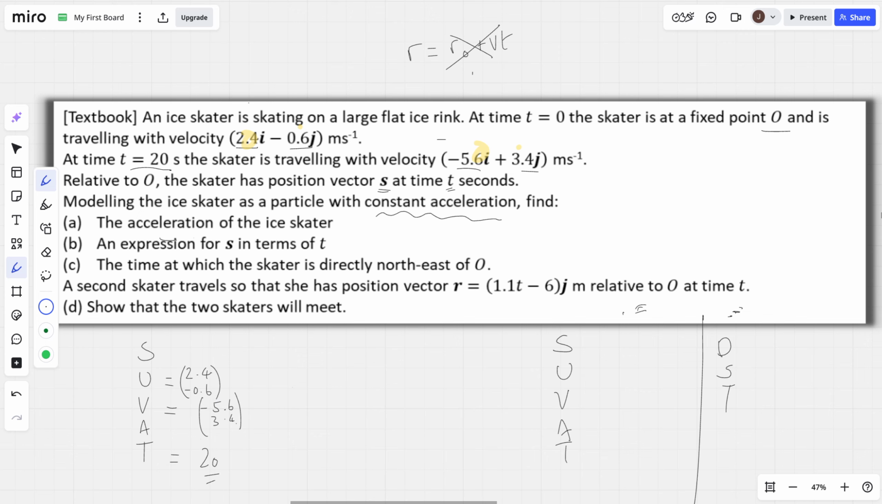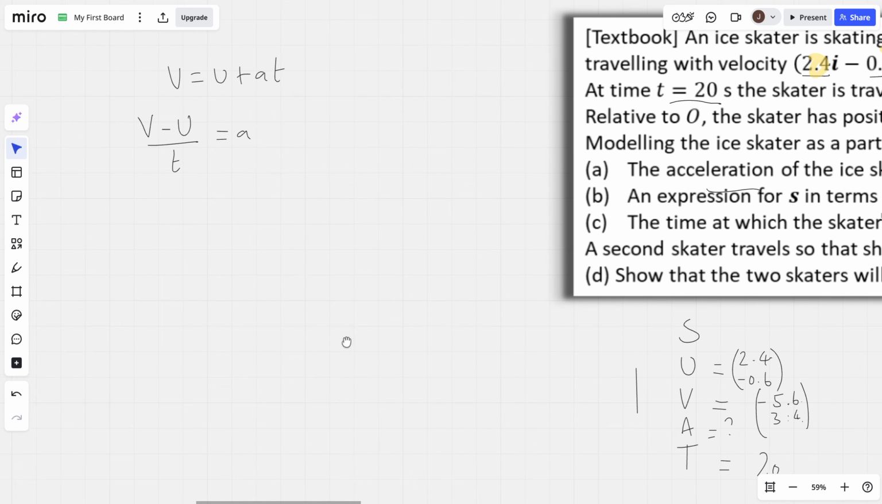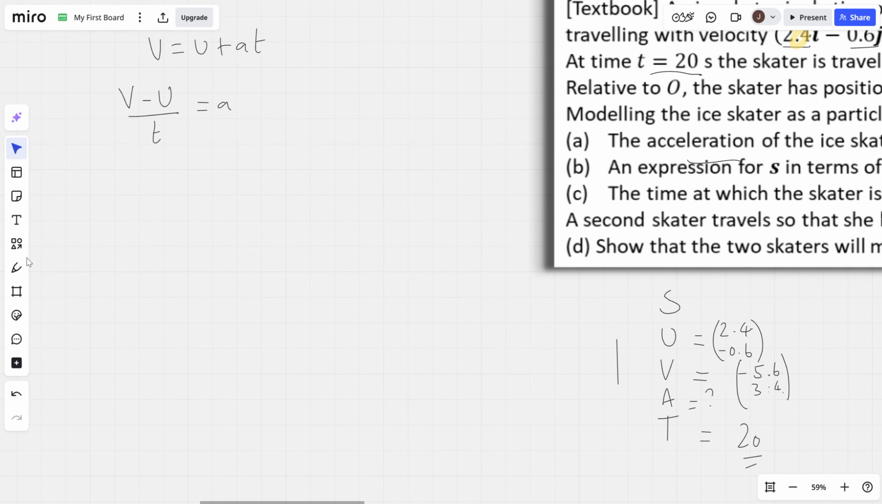So if I want the acceleration, what suvat is useful there? It's V equals U plus AT, isn't it? So what I would do on this one is, I'm going to zoom in a little bit. V equals U plus AT. And I wanted to find the acceleration. So I'm going to do V minus U over T equals A. And I'm just going to instead do that with these vector values.